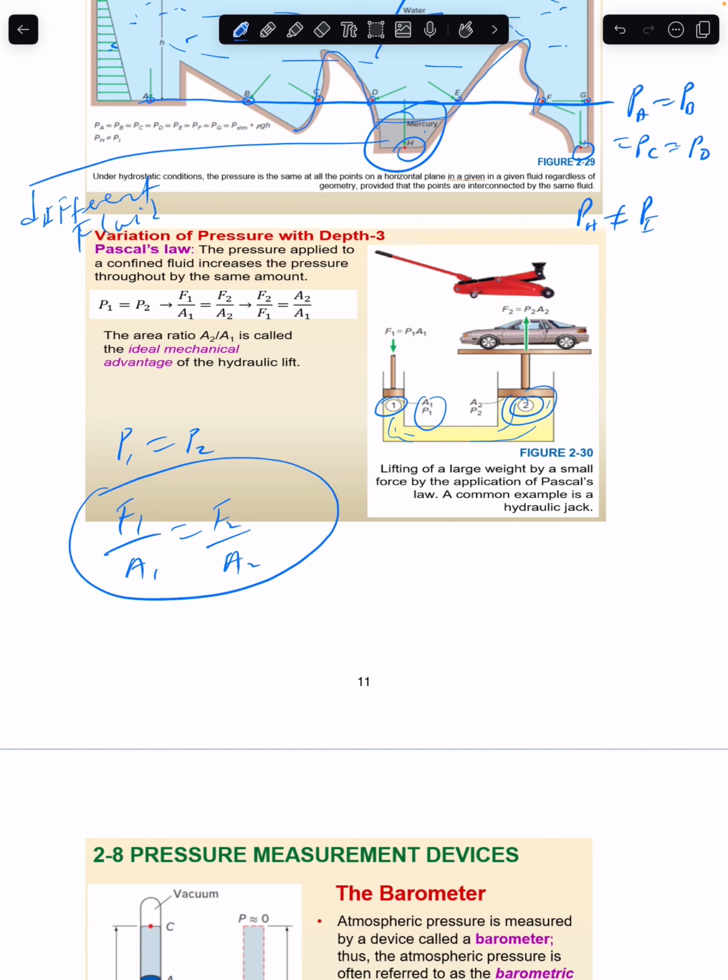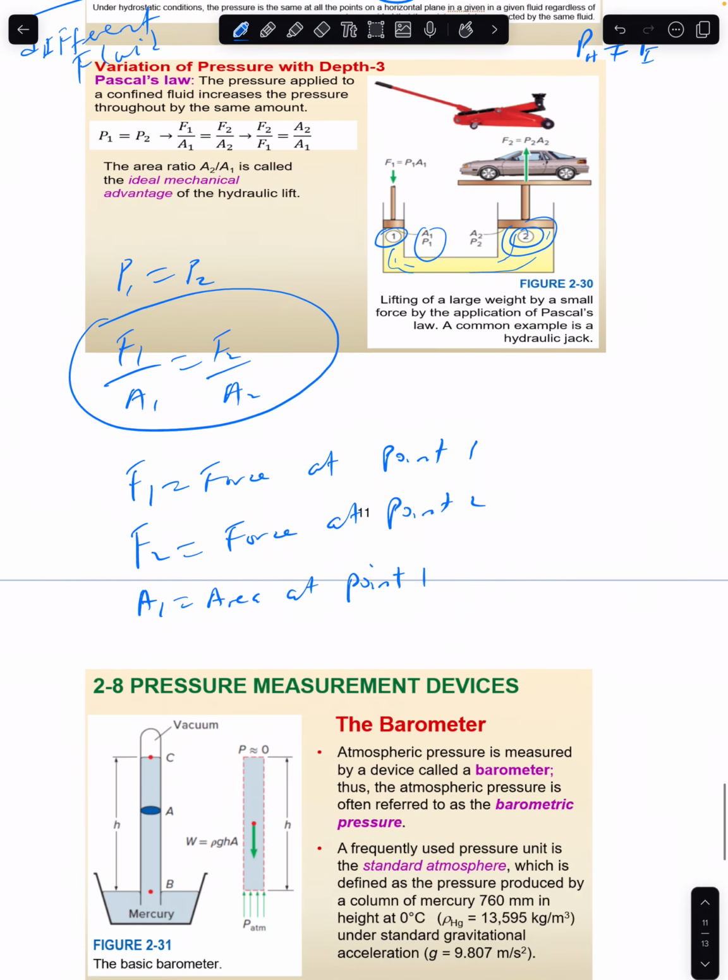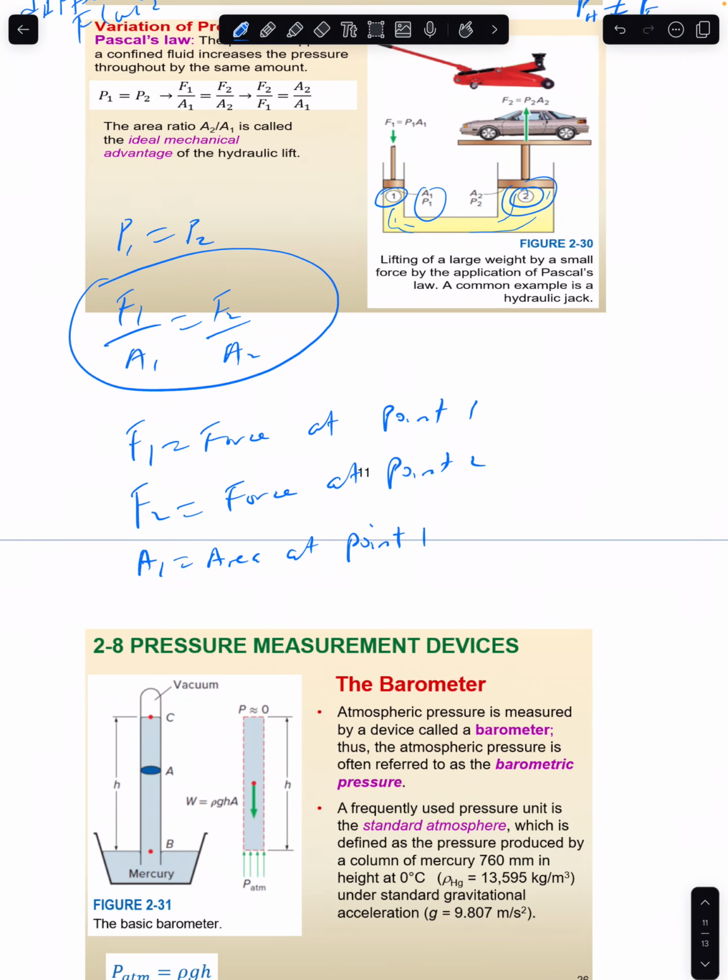We can determine F1, we can determine F2, we can determine A1, we can determine A2. Remember, F1 is the force at point 1 and F2 equals to what? Force at point 2. And A1 is the area at point 1, and therefore A2 will be area at point 2. So that is the Pascal law.